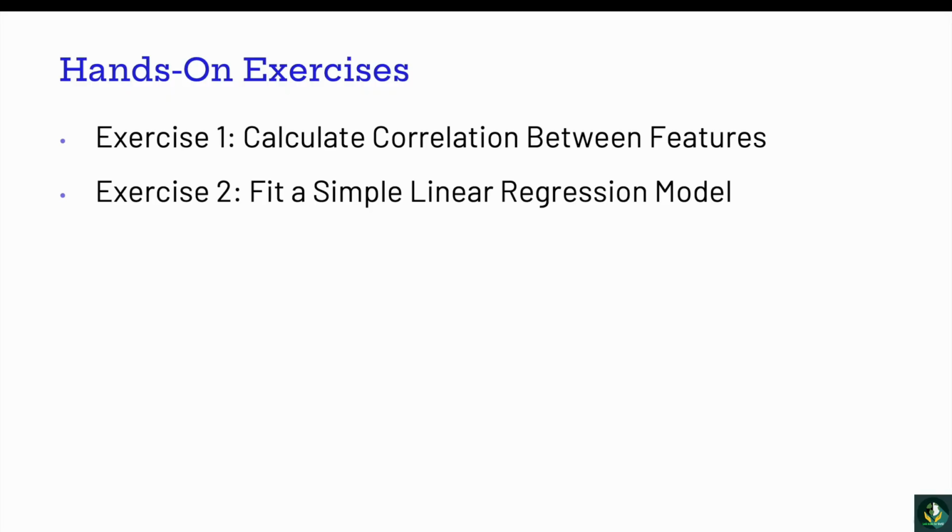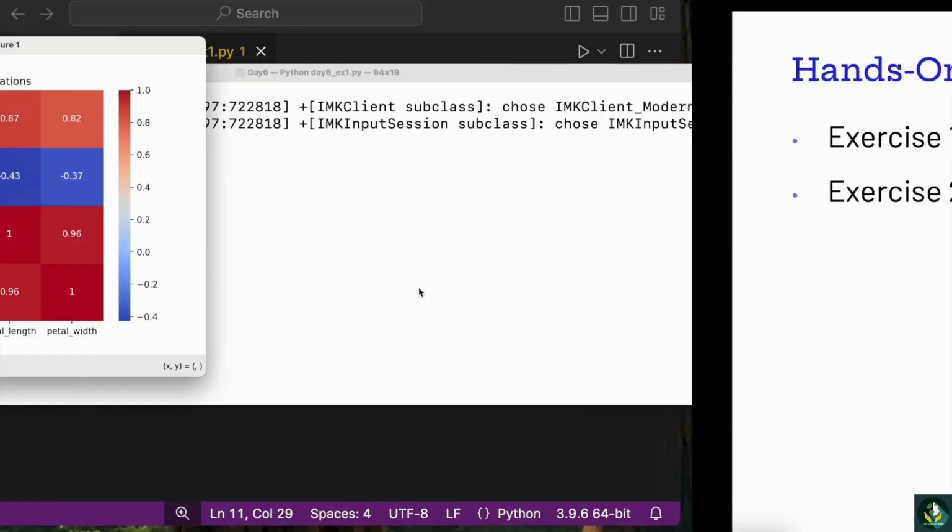Our exercise 2 is to fit a simple linear regression model. The objective here is to fit a regression model to sample data and interpret the coefficients. We will generate some random data or use a real data set, then fit a linear regression model and interpret the slope, intercept, and R square. For this, we are just going to generate some data for our sample.